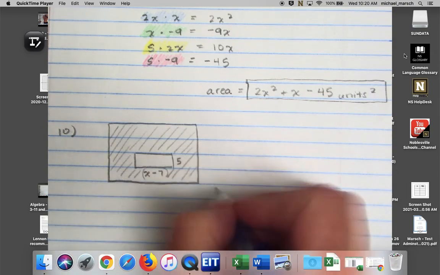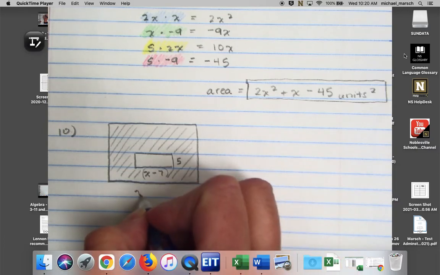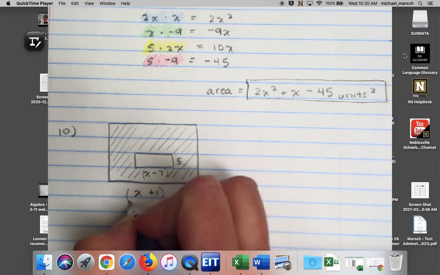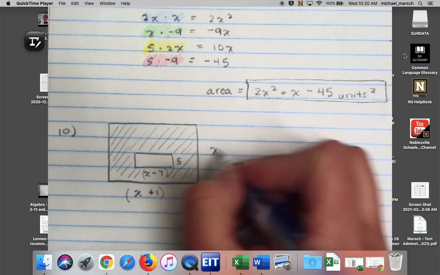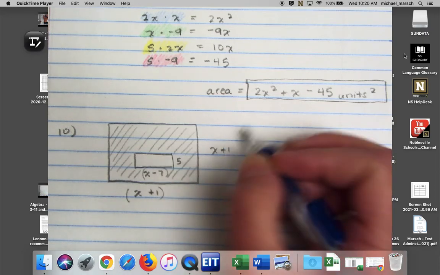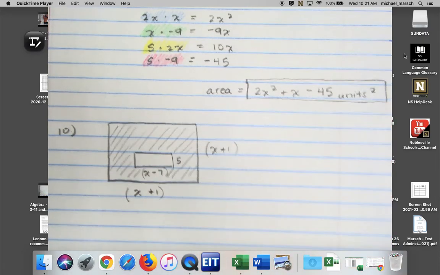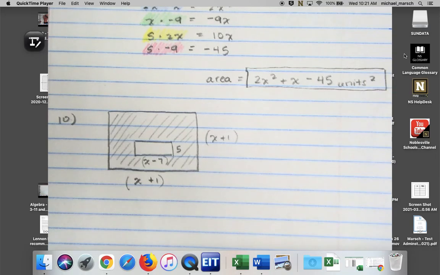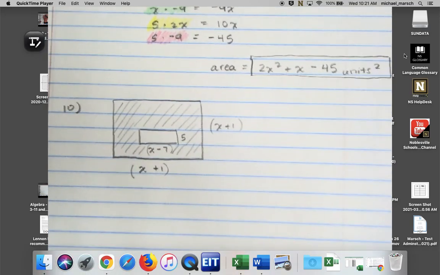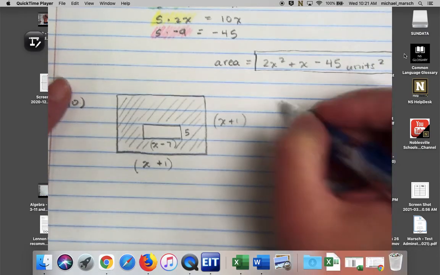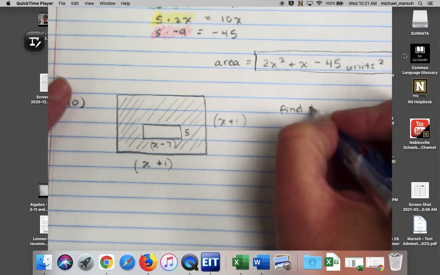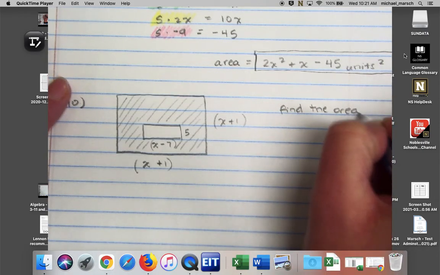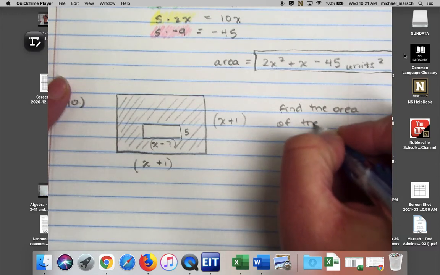And then the bigger rectangle has a side length of x plus 1 and a side length of x plus 1. I guess that's supposed to be a square. Pretend it's a square, the bigger one. Okay, so we need to find the area of the shaded region.